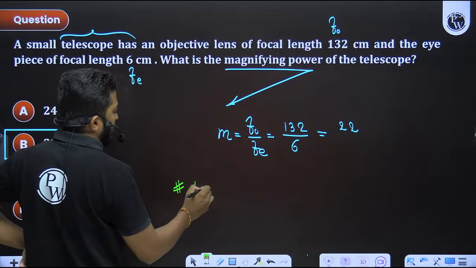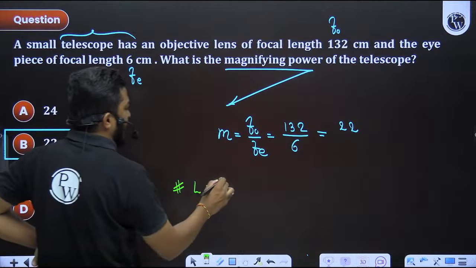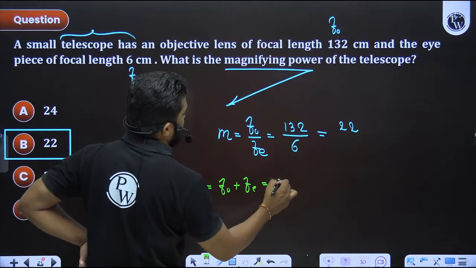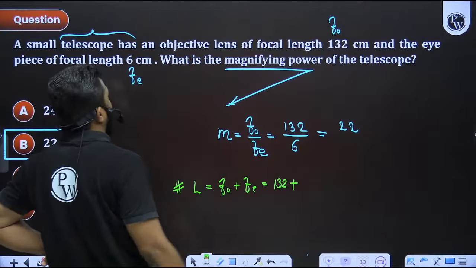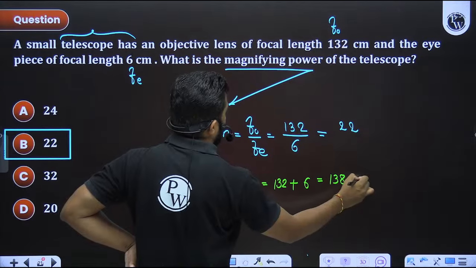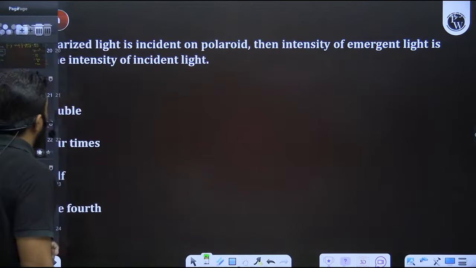If they ask for the tube length, just L is equal to FO plus FE. It is easier. So the value of FO is equal to 132 centimeter, and the value of FE is equal to 6 centimeter. So the answer is 138 centimeter. Perfect, sir. We continue for the next MCQ.